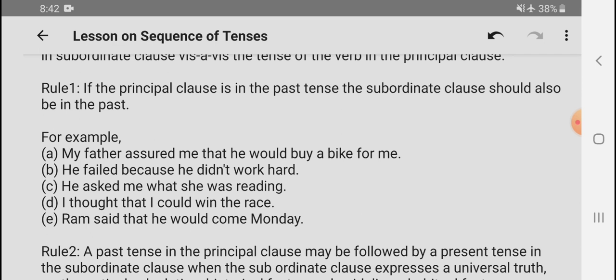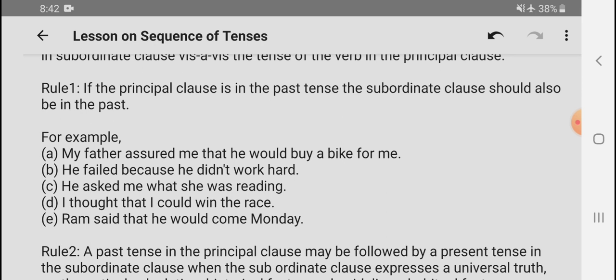Example number C, he asked me, one clause, what she was reading. You can see the first is in past, so the second clause was also put in past tense. D, if you look at, I thought that I could win the race. I thought, one clause, that I could win the race, another clause. The first one is in past tense, and the second also followed the past tense. It cannot be can win the race. Ram said that he would come on Monday. So you can see Ram said is in past tense, and again will's past form has been used here, that is would come on Monday.